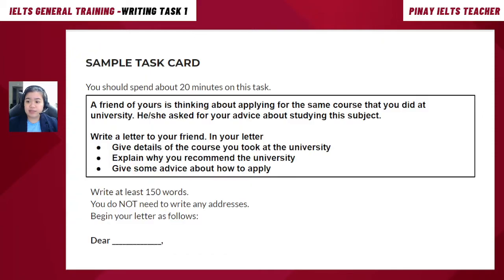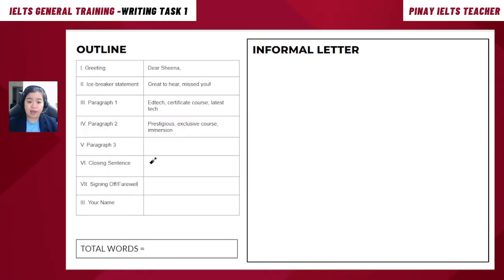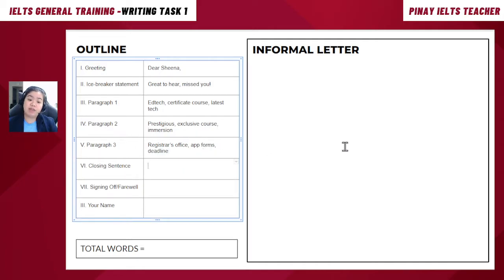So I think that sounds nice so far. Let's go to the third bullet point. Give some advice about how to apply. So I would say, well, visit the registrar's office. Okay. Fill out the application forms. And also make sure that she submits everything within the given deadline. All right. So remember, guys, if you could see my pattern now, I keep my ideas to 2 to 3 ideas only. All right. You want to limit the number of ideas, but also you want to have enough ideas to elaborate on your letter. Because remember, you have to meet the 150 word requirement.